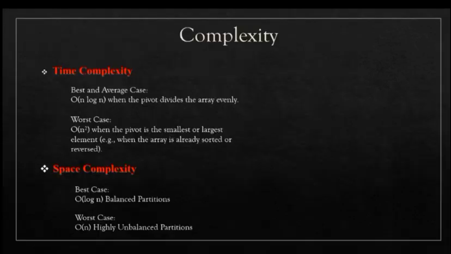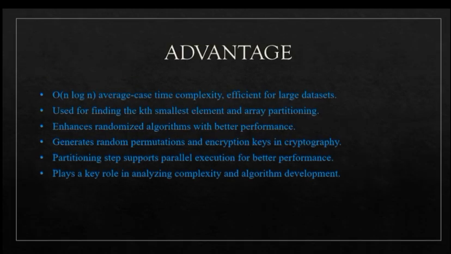Next we see the complexity of the quicksort algorithm. First one is time complexity. Best and average case scenario is big O of n log n, when the pivot divides the array evenly. Next, the worst case scenario is big O of n squared, when the pivot is the smallest or largest element. The time complexity is based on choosing the pivot value. And for space complexity, the best case scenario is big O of n log n, with balanced partitions. The worst case scenario is big O of n, with highly unbalanced partitions.